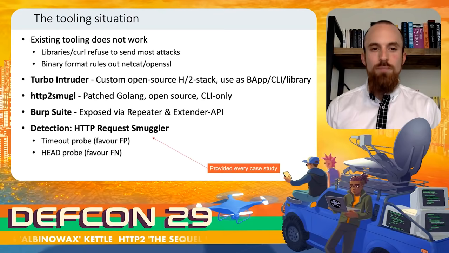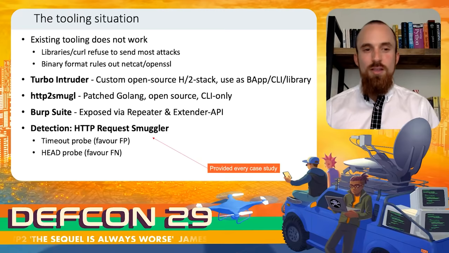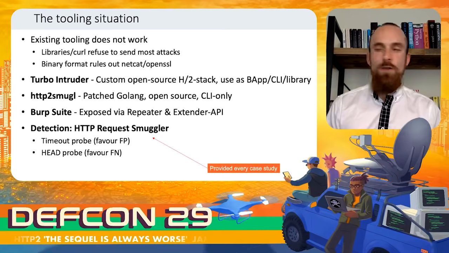As far as detection and exploitation goes, as of today, I'm releasing a massive update to the HTTP Request Smuggler open source Burp extension, which you can use to detect and also aid exploitation of these vulnerabilities. In addition to supporting the normal timeout-based technique that we've used in H1 and H2, it also supports using the head method that I showed you earlier in order to find request tunneling in a reliable manner that basically doesn't have false positives, which is pretty cool. I highly recommend HTTP Request Smuggler. That's what provided all of the case studies in this presentation.